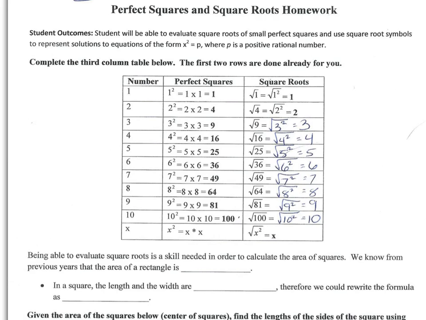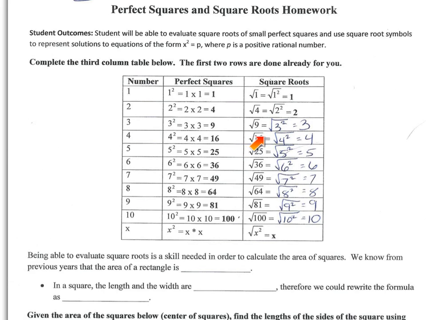Square roots are called the inverse operation of squared values. So the square root of 1, you're really taking the square root of 1 squared, which is equal to 1. The square root of 4 is equal to the square root of 2 squared, which is just 2. The square root of 9, and this is where you have to fill in, is equal to the square root of 3 squared, which equals 3.